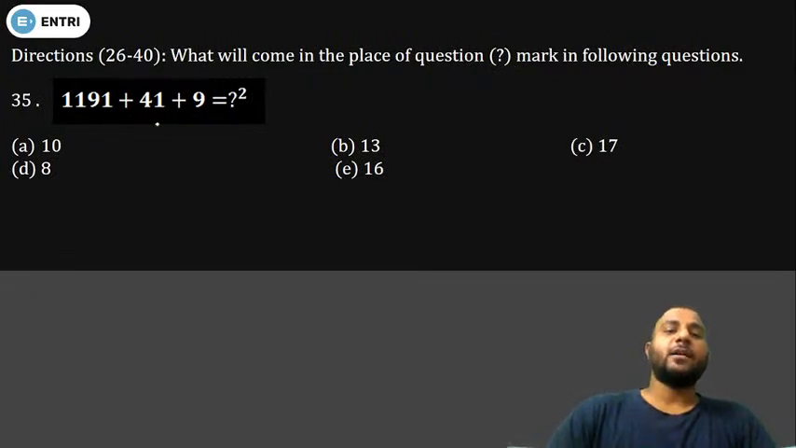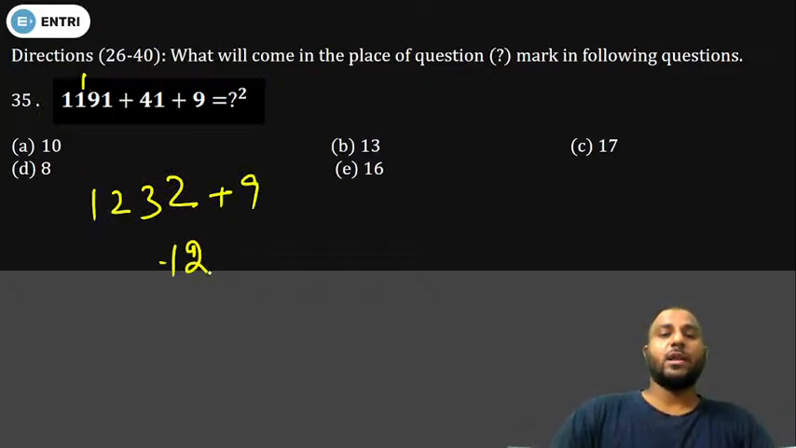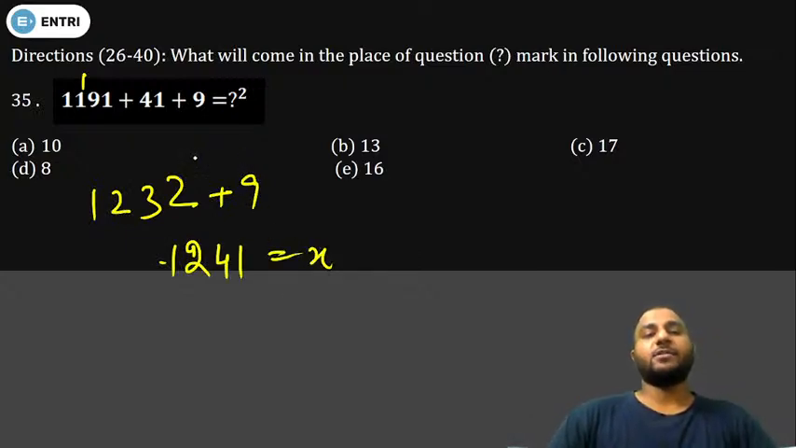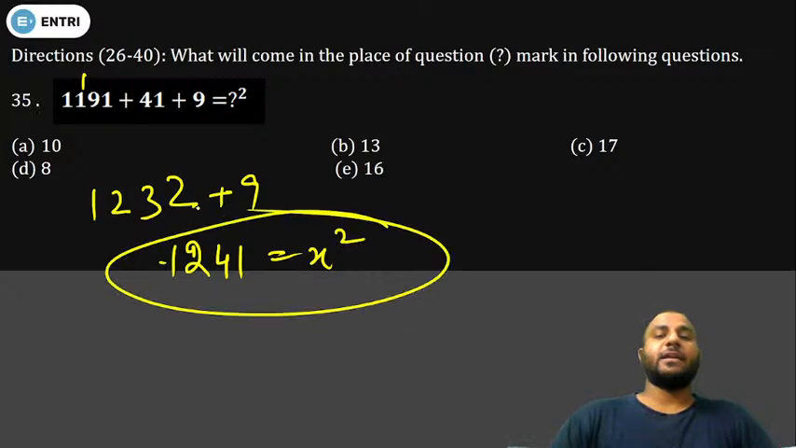Look at this, 100. So it will become 2, 1232 plus 9, 1241. Okay, tell me the answer of this question. I think something is missing in 1241. There must be some error in this question.